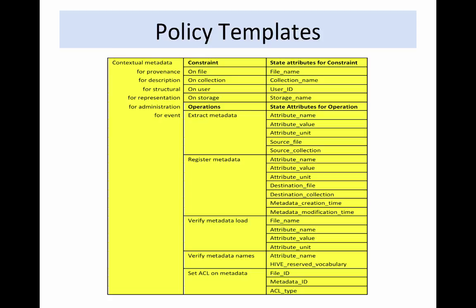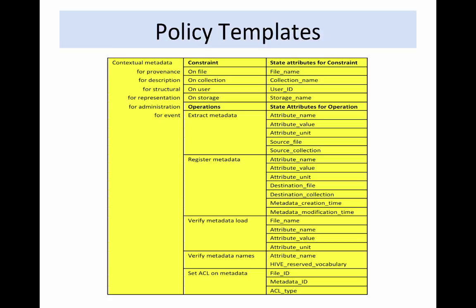Note that multiple types of contextual metadata may be needed: provenance, description, structural, representation, administration, and event information. For each type, a different constraint may be applied to restrict application of the policy to files, collections, users, or storage systems. Depending upon the constraint, a different set of state information will be needed. For example, a constraint on a file requires specification of the file name.